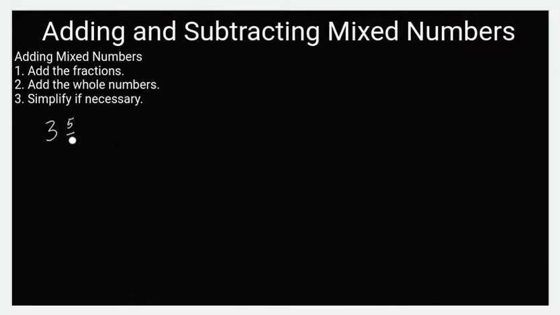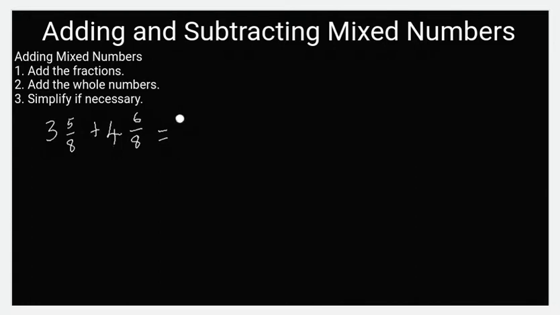3 5/8 plus 4 6/8. Okay, let me rewrite my 6 so it's bolder, larger. Okay, so adding these two mixed numbers, the fractions are quite easy to add because they have the same denominator. So we just add the numerators at the top, and then we add our whole numbers.